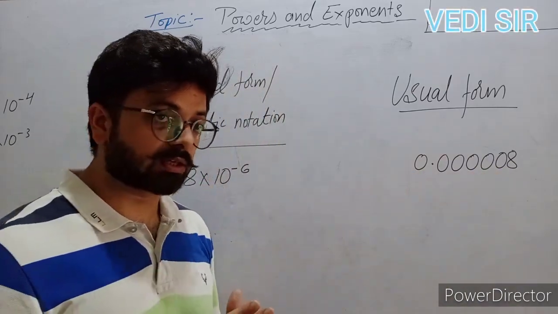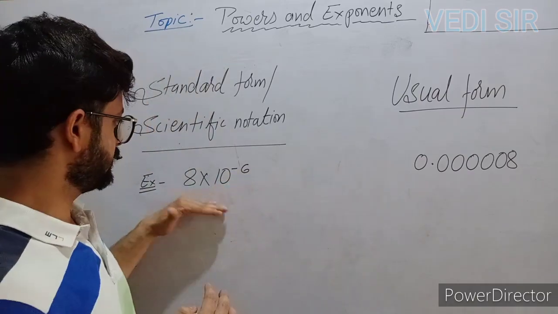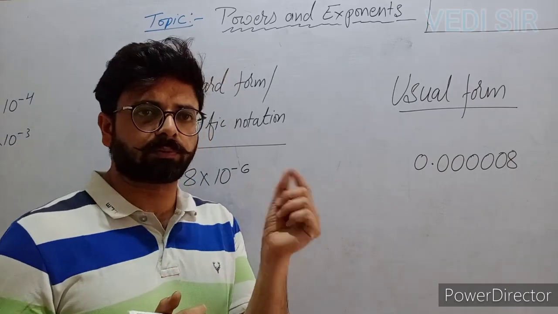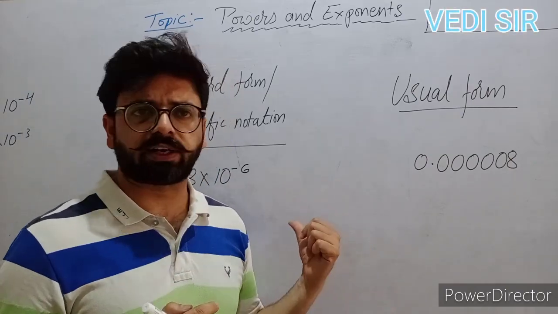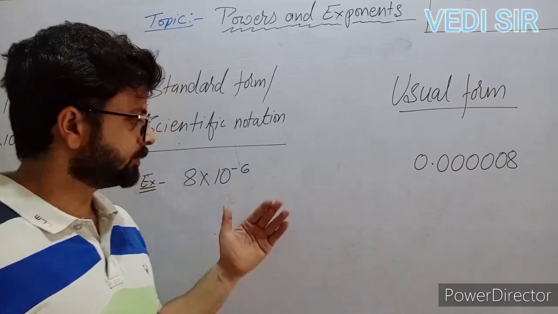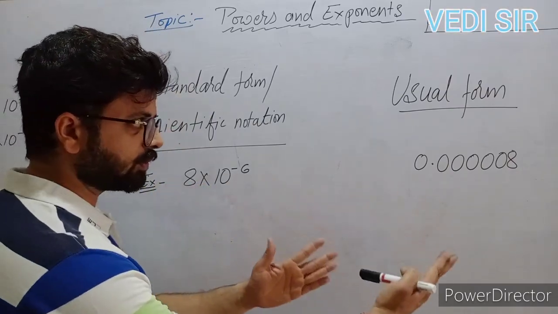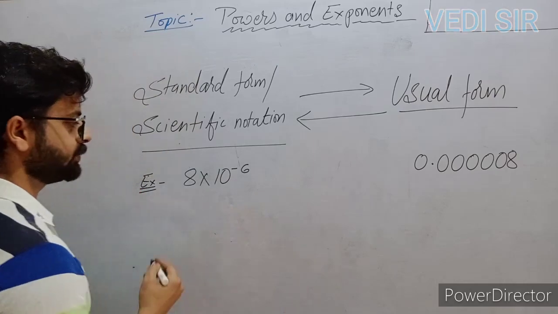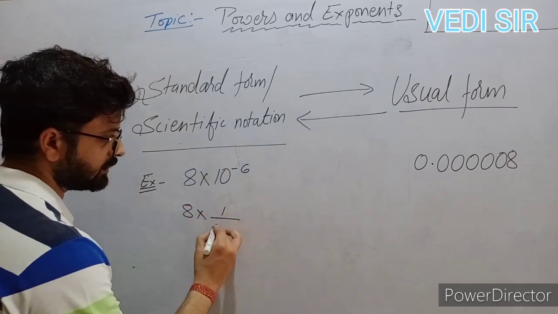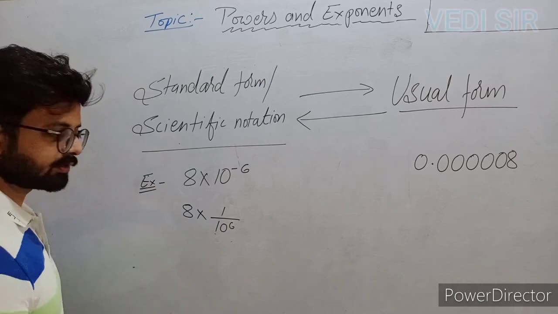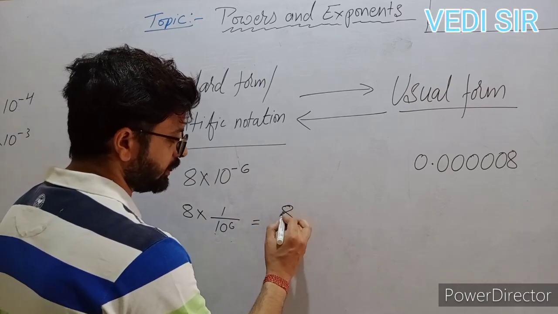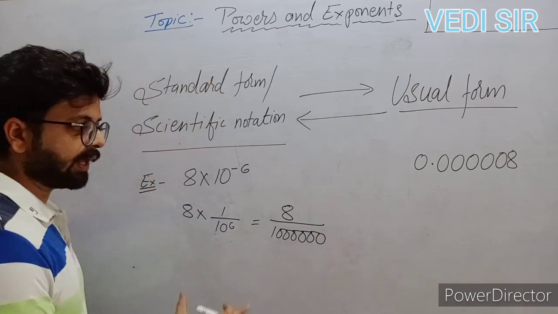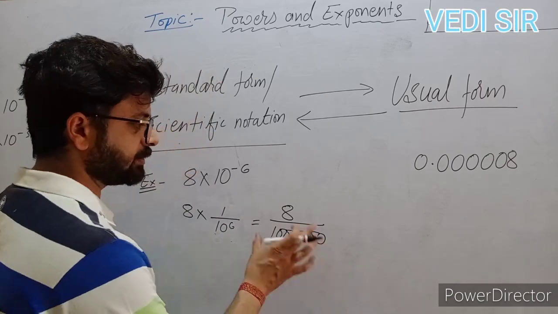The first main thing: the standard form is used for very small numbers and very large numbers. Suppose I am writing 25. For 25 I will not write the standard form, I will write 25 only. So how do we convert standard form to usual form and usual form to standard form? I will tell you both conversions. First, 8 into 10 raised to the power minus 6 we can write as 8 upon 10 raised to the power 6, which means 6 zeros in the denominator. Now when you divide, this is very simple.